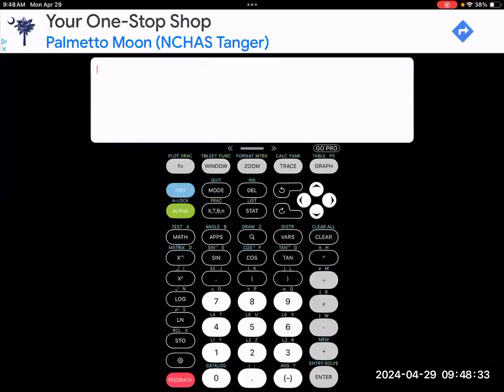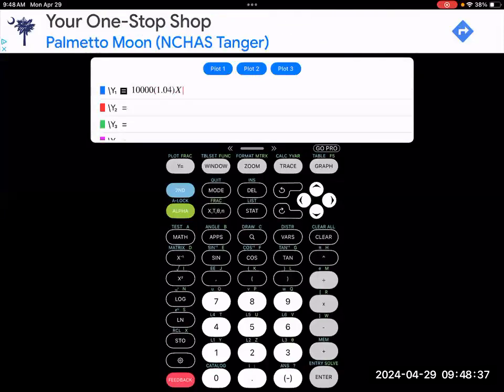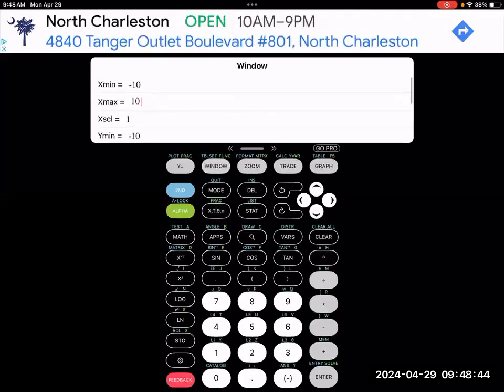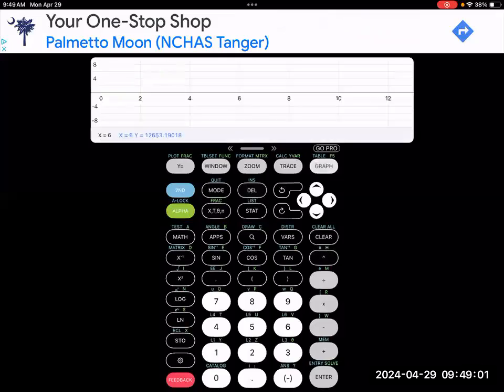Oops. So we have 10,000 times 1.04 raised to the X. In your window, we said we're going to be going from 0 to 13. And there isn't much difference between 0 to 13, so your scale can remain at 1. Now, before we, I'm just going to actually reset this to just 10.